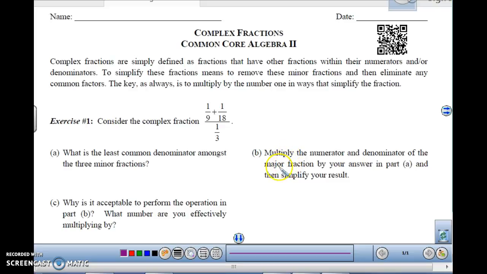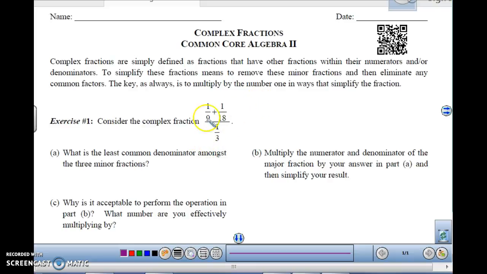All right, so the key is to be able to simplify it as much as you possibly can. Now, consider the complex fraction 1/9 plus 1/18 divided by 1/3. Now this is just a numerical fraction that we normally see. So, what if we treated this like we would any other fraction? If I want to combine these terms, what do I need? If I'm adding two fractions, I need a common denominator.